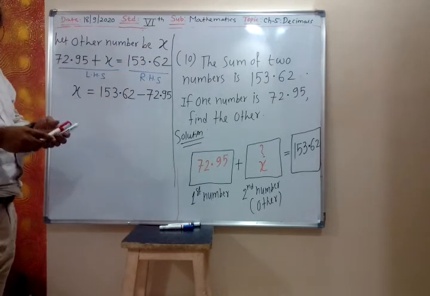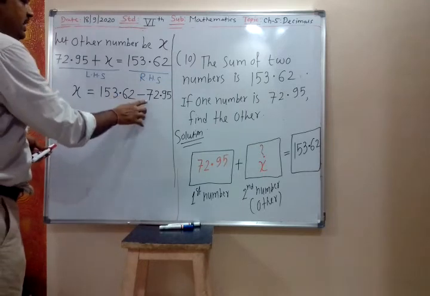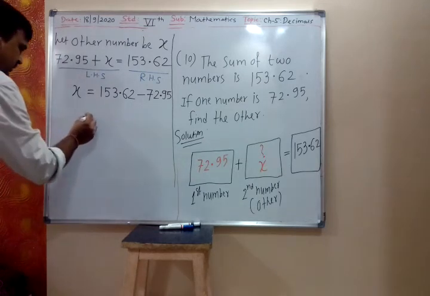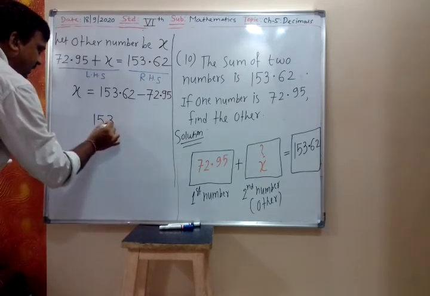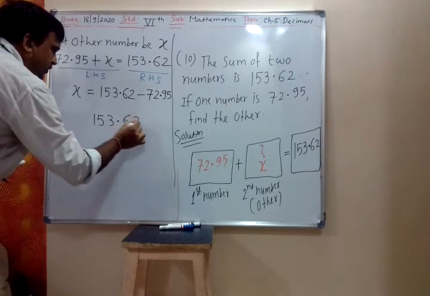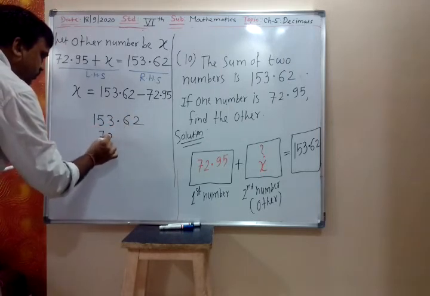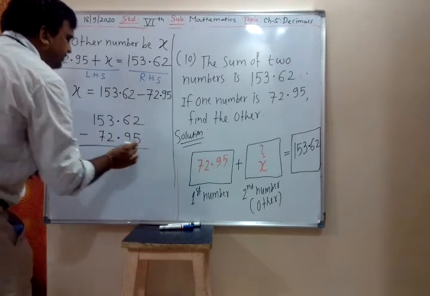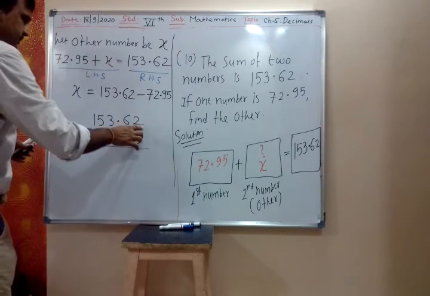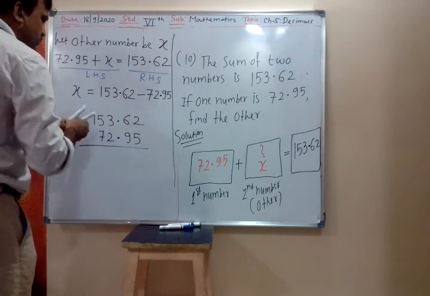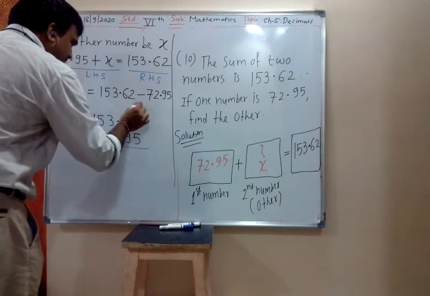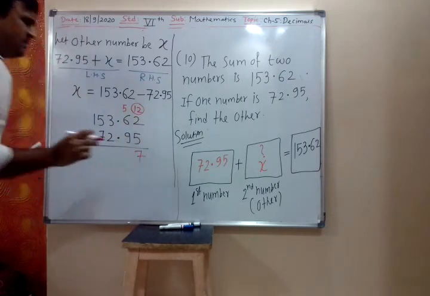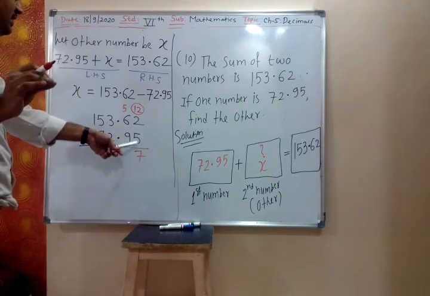Now check whether they are like decimals. After the decimal point there are two digits, so they are like decimals. So subtract: 153.62 minus 72.95. This is 2, this is 5. So 1 is carried. This becomes 12 and this becomes 5. 12 minus 5 is 7. Wait, mute the microphone. 12 minus 5 is 7.